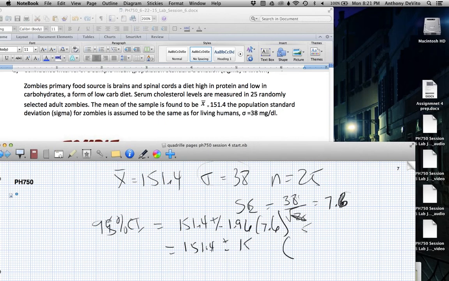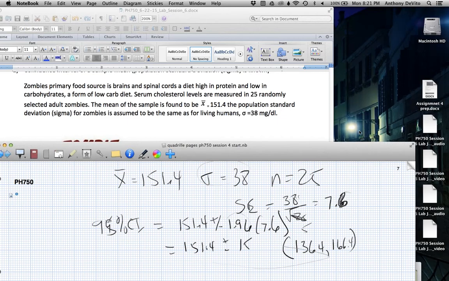So our confidence interval is going to be something like 136.4 to 166.4, roughly. We rounded this off a little bit. Okay, so that's how you would calculate this.